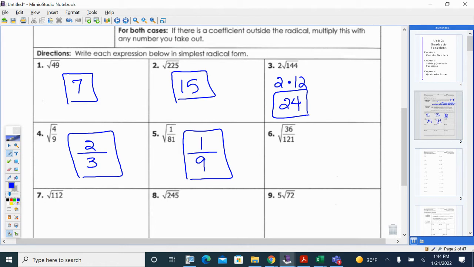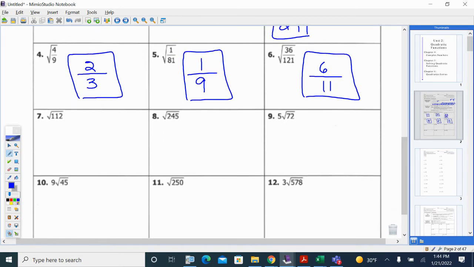And the same thing on number 6. The square root of 36 is 6. The square root of 121 is 11. So the square root of that fraction is 6/11. Now let's talk about number 7.